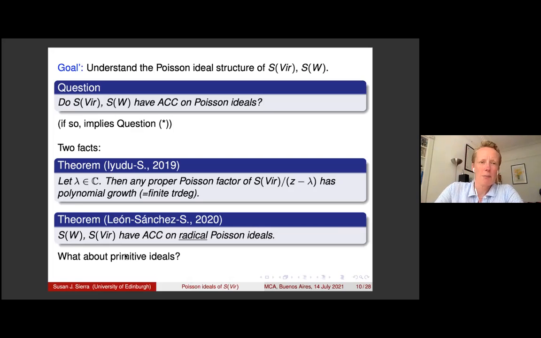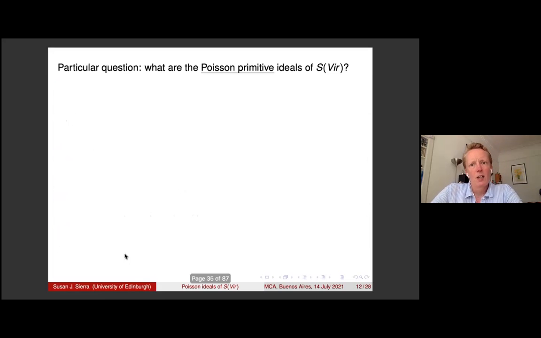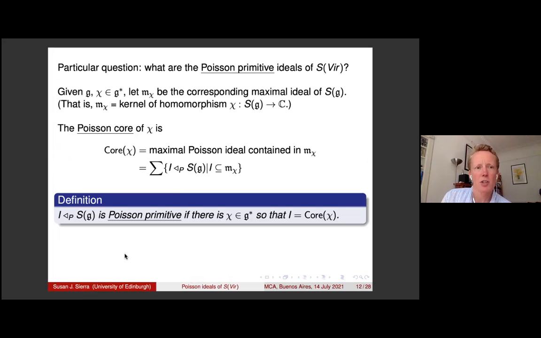So what about primitive ideals? What does that look like when we move to the Poisson side? So I want to find the Poisson primitive ideals of the symmetric algebra of Virasoro. So let me tell you what those are. Well, given a Lie algebra G and a function on G that is an element of the dual space, this gives you a maximal ideal of the symmetric algebra because the function chi defines a ring homomorphism from the symmetric algebra to the ground field.